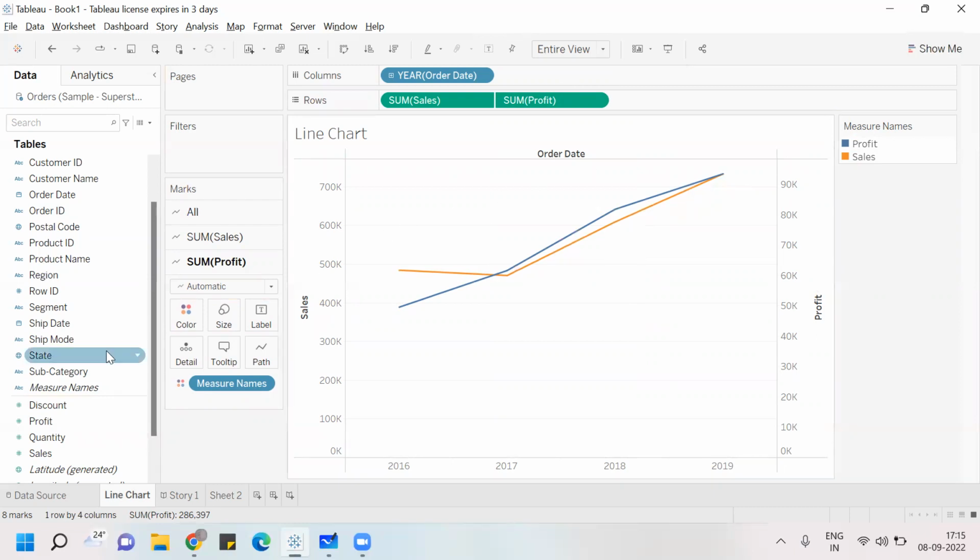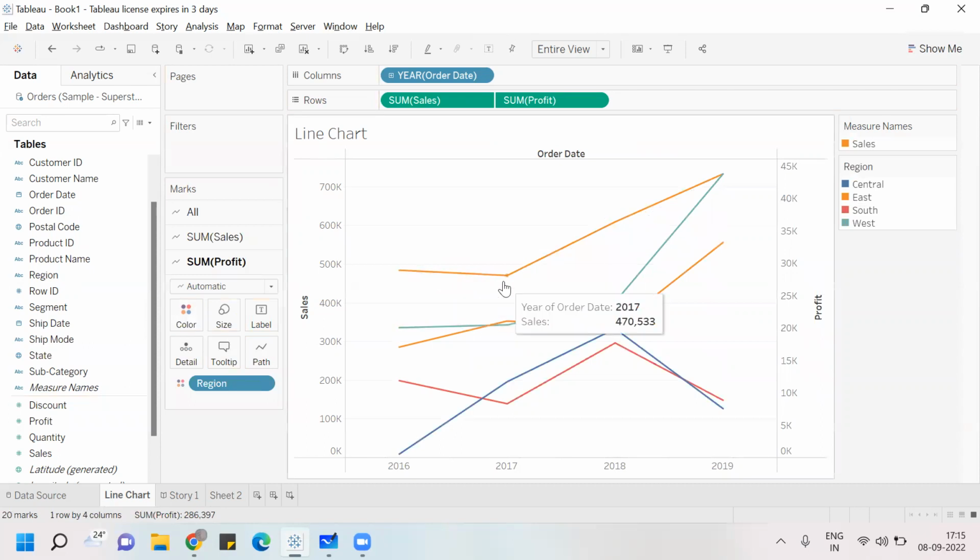So the same parameter you can analyze in different ways. If I put region under color, you can see this sales figure. This does not look much sensible for us. So you can see the sales figure.